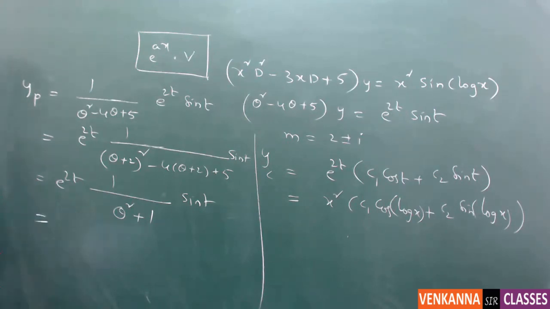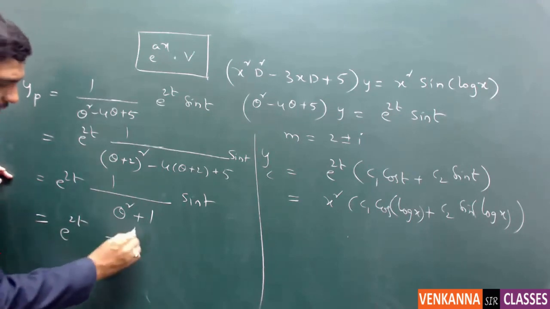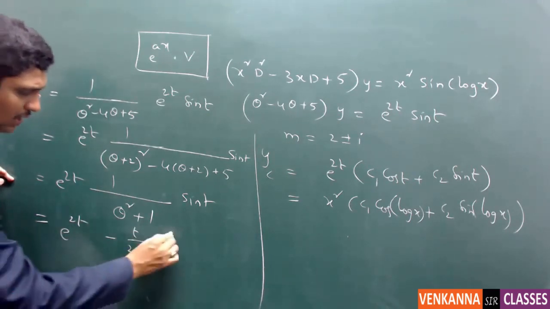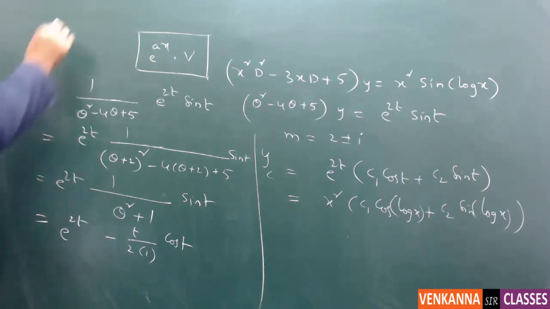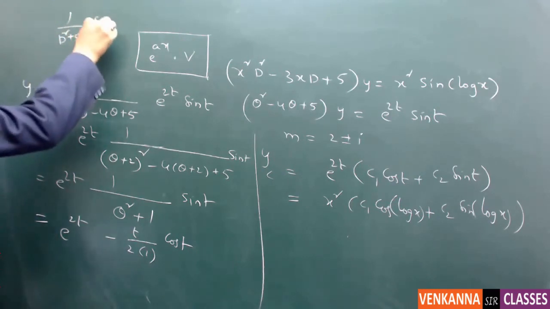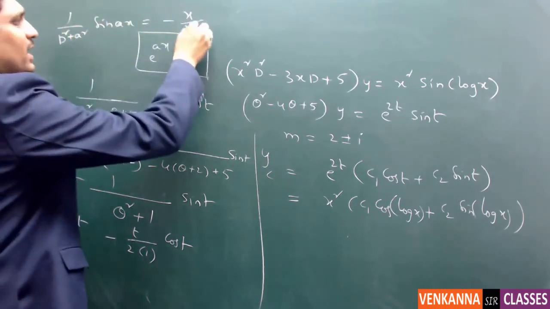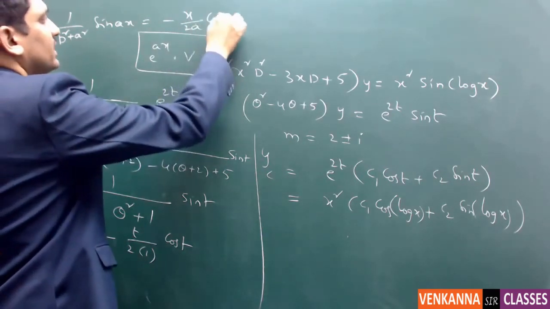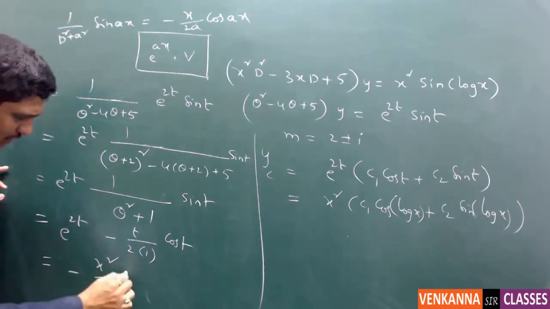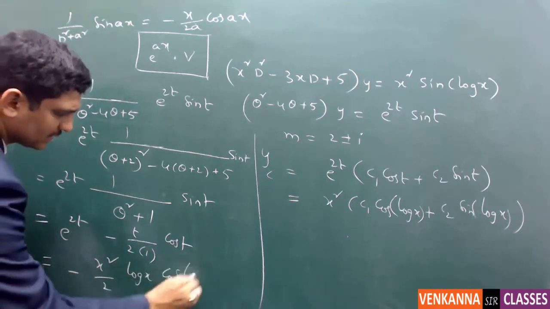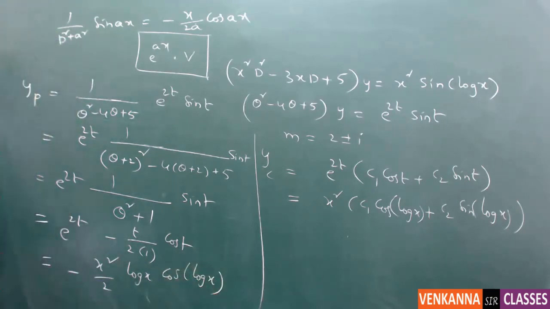So we are going to apply the formula here. So e power 2t into minus t by 2 into 1 of cos t. Can you remember this formula, all of you? 1 by d square plus a square into sin ax is equal to minus x by 2a into cos ax. Accepted? Right. Now substituting the values here, it will be minus x square by 2, t means log x, into cos of log x. And y is equal to yc plus yp is the general solution.